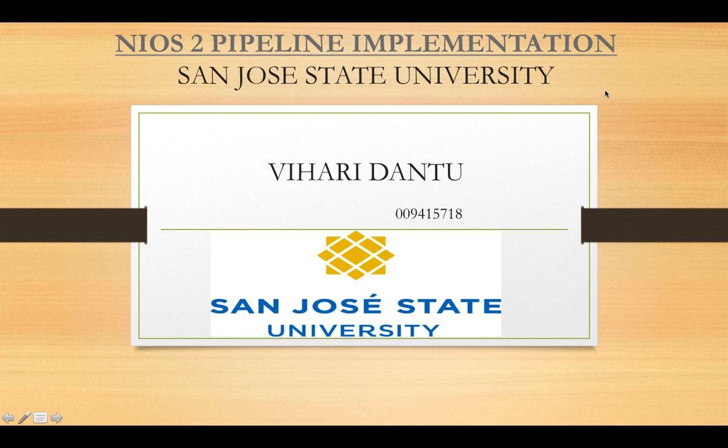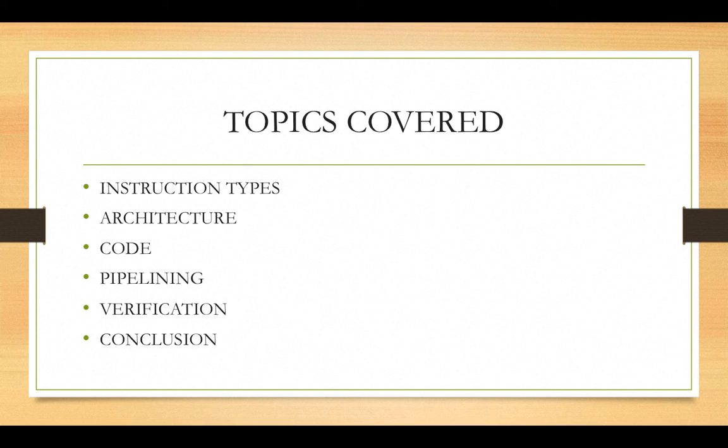Hi, today we are going to discuss the Nios 2 pipeline implementation. So let's take a look at the table of contents and the topics we are going to cover today. We are going to take a look at the instruction architecture of the Nios 2 processor, and then we will discuss in detail how the operation works stage by stage, that is the 5 stage pipeline implementation, and some general code and how the code works, and we will verify the output.